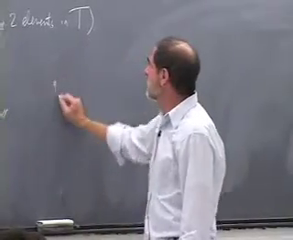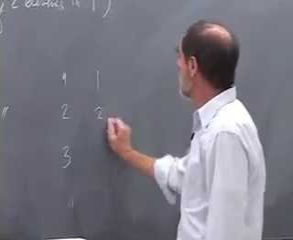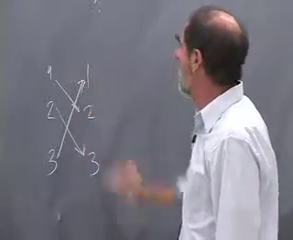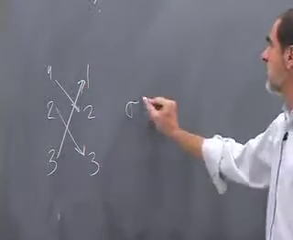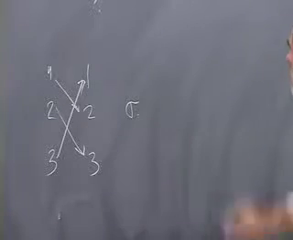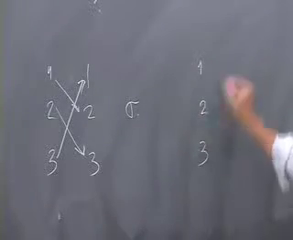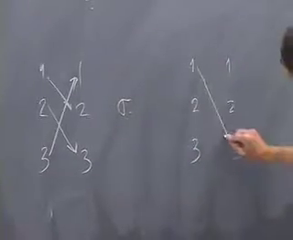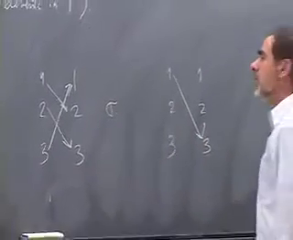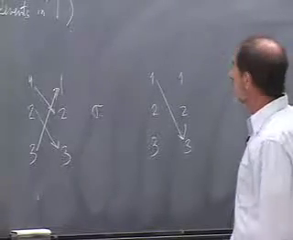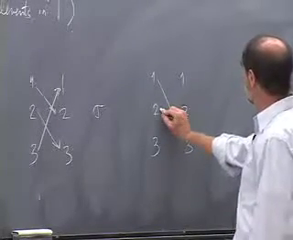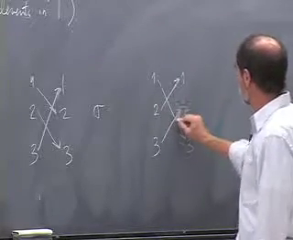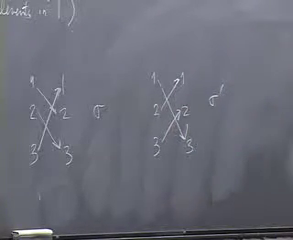So let's write down something that doesn't fix anything. Well, we can take 1 to 2, and 2 to 3, and 3 back to 1. Let's call that one sigma. Or, another possibility, instead of taking 1 to 2, we could take 1 to 3, right? Then we could take 2, I guess it would have to go to 1, and 3 goes to 2. Let's call that one sigma prime.